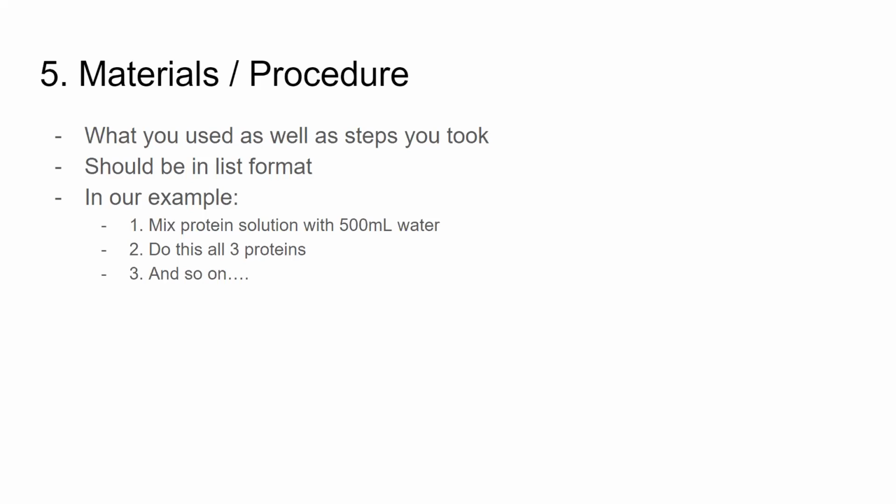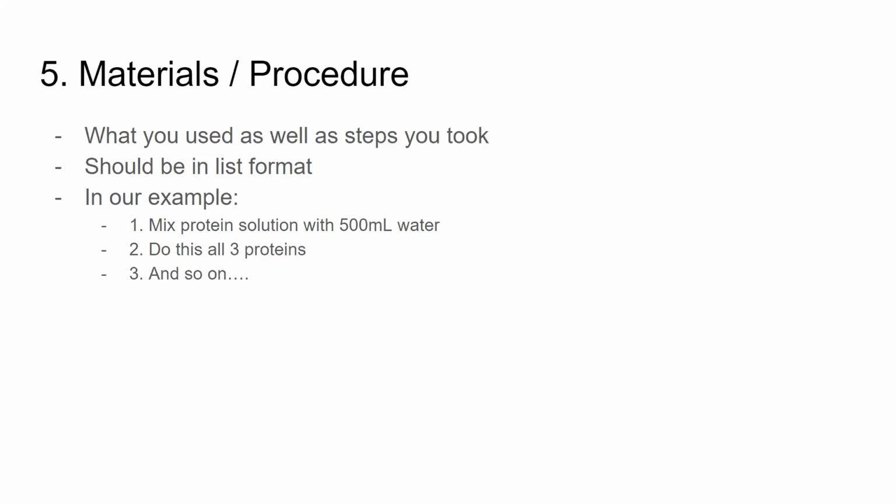And then you have the procedure, right? The procedure is very, very important in lab reports because it gives the teacher, as well as other people who might try to replicate your experiment, an understanding of what you actually did. In our example, I only wrote the first two steps. The first step could be: mix the protein solution that we were given with 500 milliliters of water. And the next step could be: do this for all three proteins.